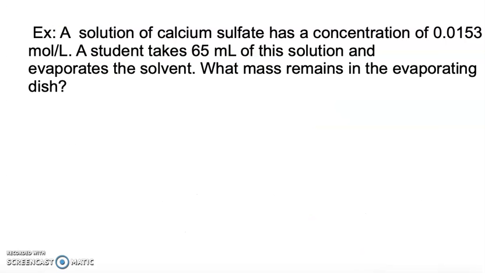So the next thing we're going to look at is how you can calculate mass and volume from a concentration. Okay, so first example: a solution of calcium sulfate has a concentration of 0.0135 moles per liter. A student takes 65 mL of this solution and evaporates the solvent. What mass remains in the evaporating dish?